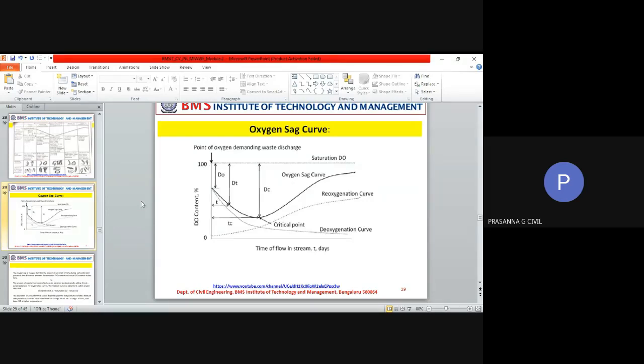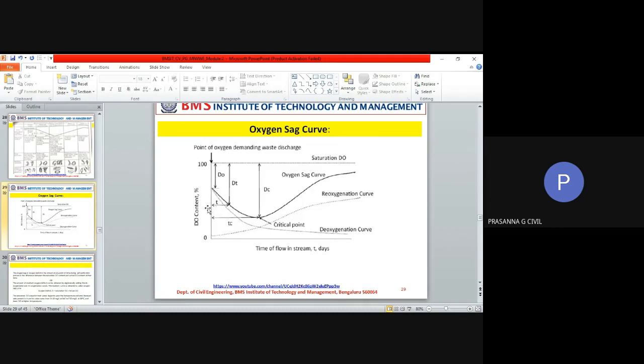Now, the oxygen sag curve is also called the oxygen deficit curve. At any point when the self-purification of the stream is happening, you will have a possible saturation DO and the actual DO. So here you can see this is the initial DO present, and they put an arrow here to indicate the point where they are discharging. So at the point of discharge of the waste, you will have an initial DO.